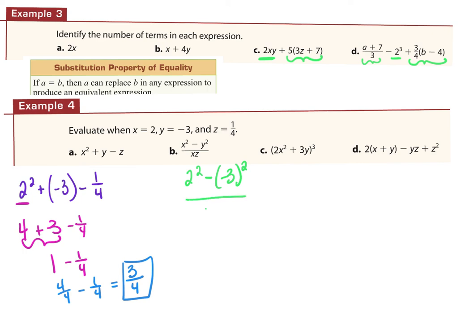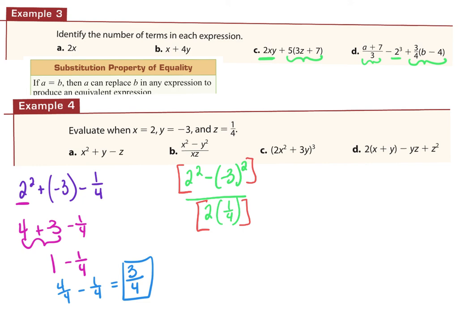Over x, that is 2, and z, that is 1/4. They were actually nice. That's going to be beautiful once we do it. All right, so anytime I have numerator denominator, it automatically groups. That means this guy is grouped. This guy we have to do first, all right?